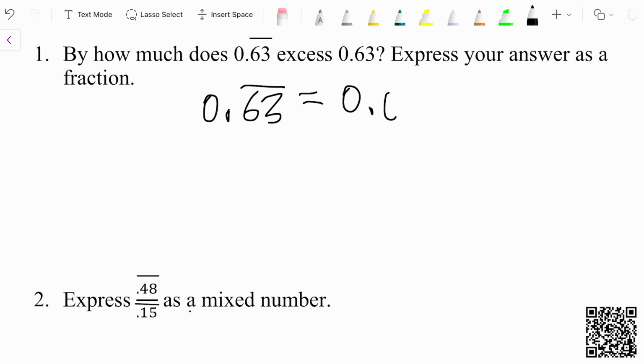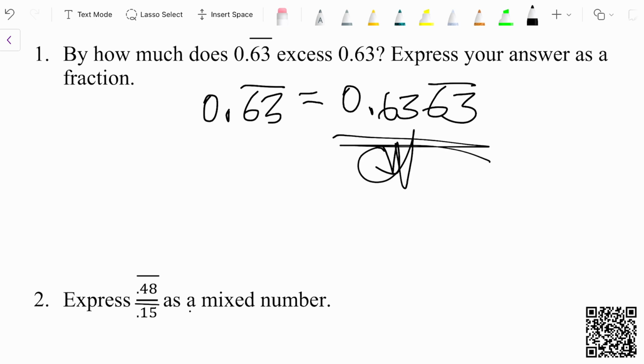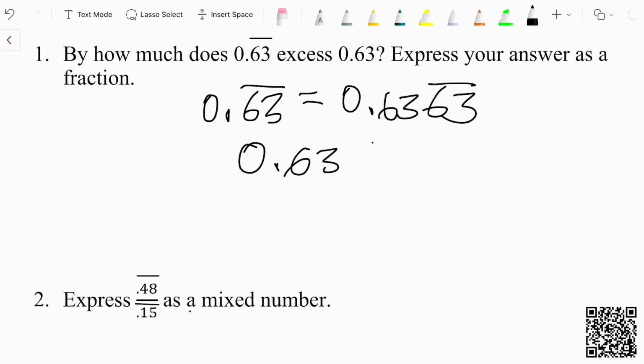0.6363 with a bar on the 63 behind it, because since it's repeating 63s anyway, where you put the bar doesn't really matter. You could have an infinite amount of 63s, but as long as you put it on one 63, it's still going to be the same number. 0.63 without the bar is still just 0.63. This makes it easier for us to subtract because the 63 in the front is matching with the 63 on the bottom, and you can just keep the 63 in the back the same there.